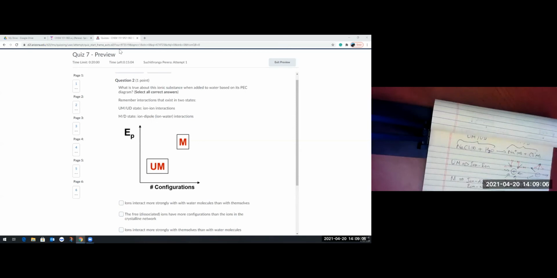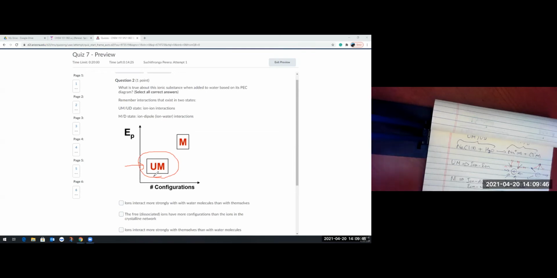Yes. Okay. Now let's take a look at this PE diagram. Based on the PE diagram, the unmixed state has a lower potential energy than the mixed state. So where do we have stronger interactions, in the unmixed state or the mixed state? Go on chat. Thank you. Stronger the interactions, lower the potential energy. Since the unmixed state has lower potential energy, you have stronger interactions here.